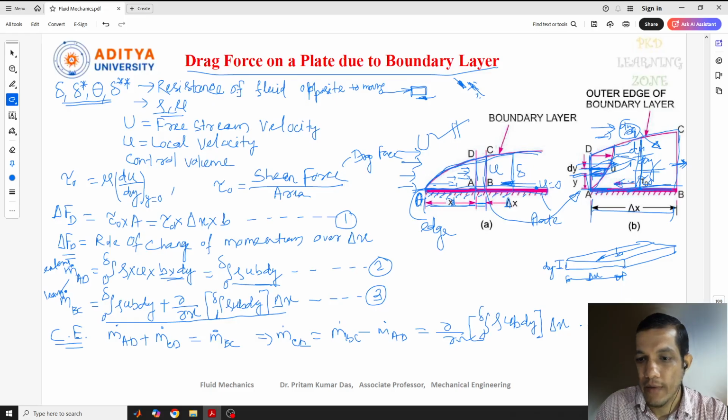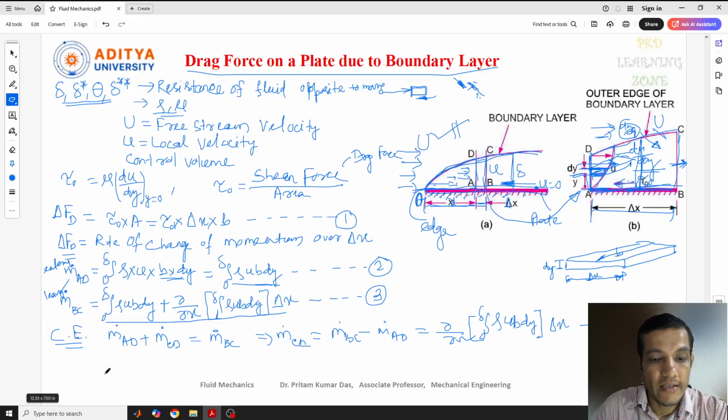This is the mass flow rate which is entered through the CD. Because in the CD part you can see only this volume is there. This is the length of delta x, that's why we'll get this one. Now this one you can give as equation 4. This we have already calculated. But the thing is, the fluid which is entered through this CD, that should be capital U, correct? That should be capital U.